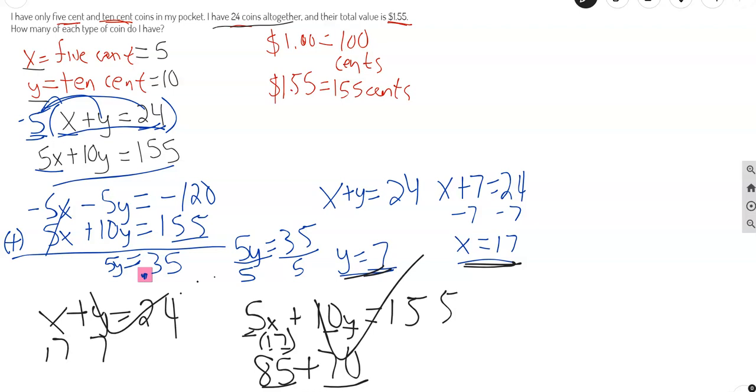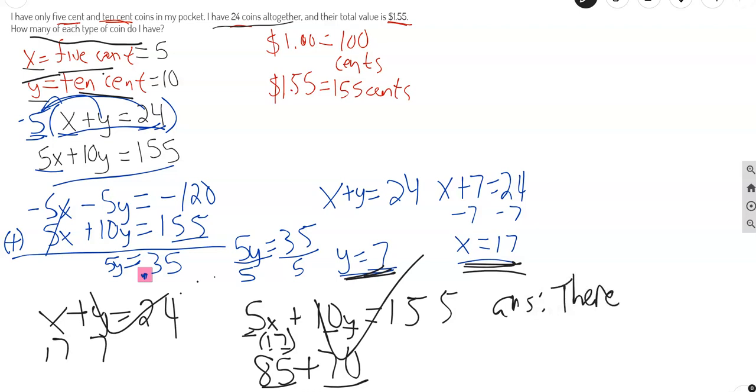Now we just have to write our word sentence form. Remember the question, it's at the very end. How many of each type of coin do I have? How many 5-cent? How many 10-cent coins are in that guy or girl's pocket? y is 7, x is 17. What did they mean? x is 5 cent.